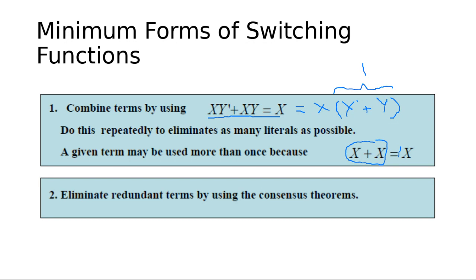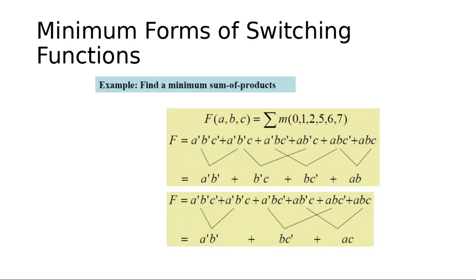So eliminate redundant terms by using the consensus theorem. You also know the consensus theorems. I recommend that you memorize, especially De Morgan's and consensus theorems. Please memorize both theorems. In the postulates, you will learn them with a lot of exercise. So find the minimum sum of products. It is the algebra produced.